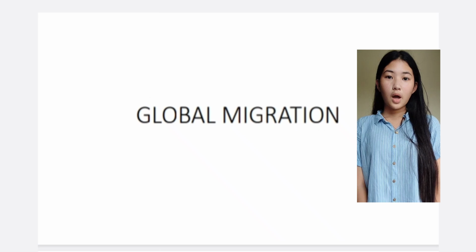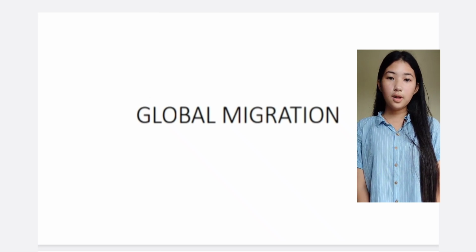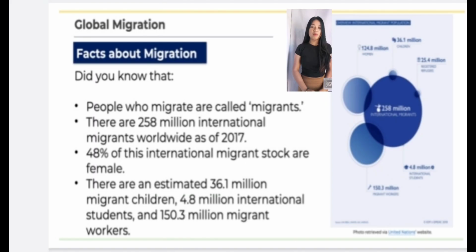Good evening. Our topic for today is all about global migration. Facts about global migration. Did you know that people who migrate are called migrants? There are 258 million international migrants worldwide as of 2017. 48% of these international migrant stock are female. There are an estimated 36.1 million migrant children, 48 million international students, and 150.3 million migrant workers.